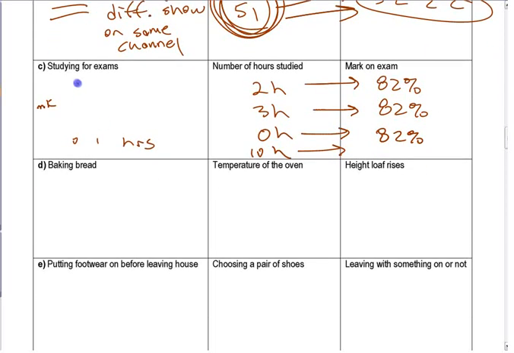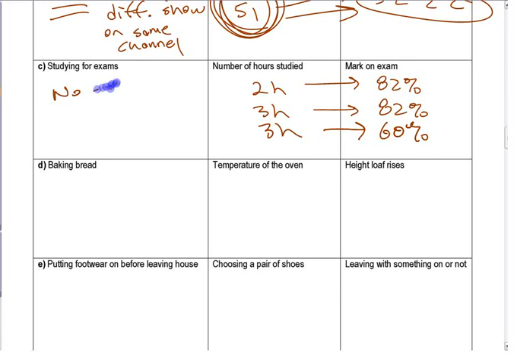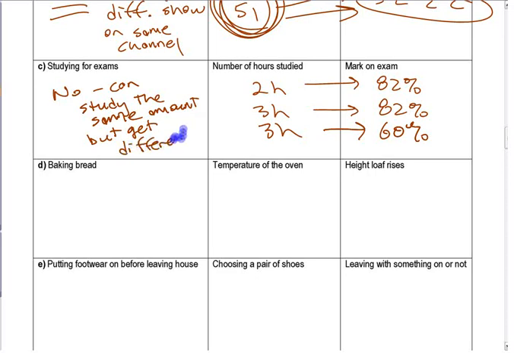Is it possible that it could be the other way around? Is it possible that we could study for 3 hours on a different exam and get a different mark? Yeah, you could get 60% on this one. This is a no, right? You can study the same amount, like for two different exams, but get different marks, right? That's probably enough evidence that it's not. Different marks.